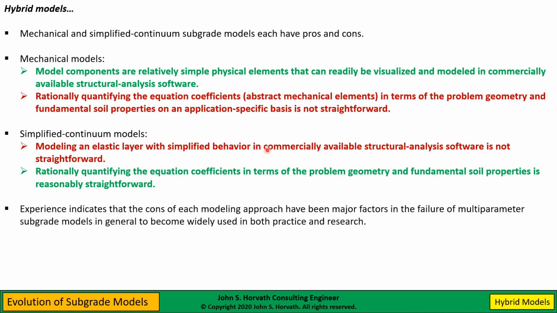So, these advanced multi-parameter subgrade models, both mechanical and simplified continuum, have been around a long time. I mean, Filonenko-Borodich proposed his model back in 1940. Reissner published his work in the 1950s. So these have been around a very long time. Why haven't they been embraced by foundation engineer practitioners and researchers? The simple reason is that there are some problems with both mechanical and simplified continuum models as they exist in and of themselves.